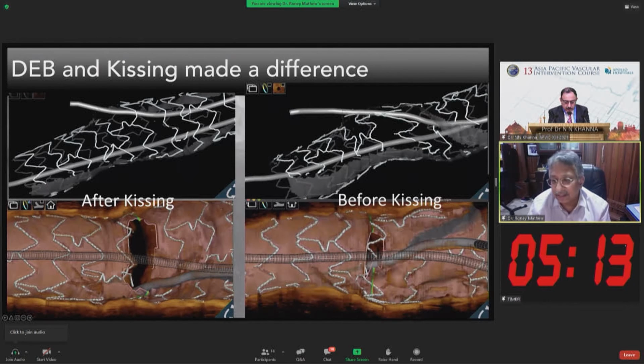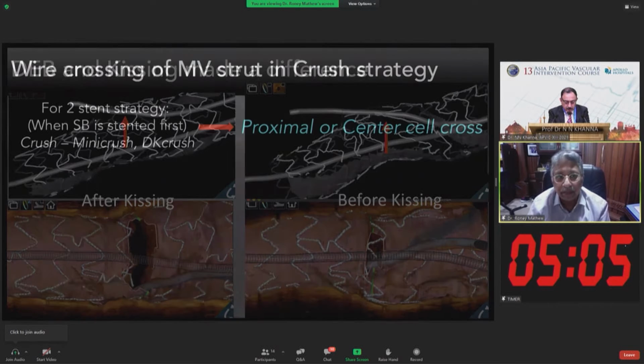Pre-kissing, you had the strut right across, so you cross distally, and you push that strut away, and you can see it very clearly over here, that strut being pushed out.